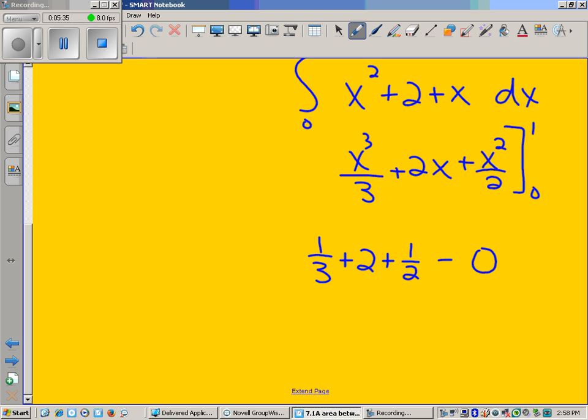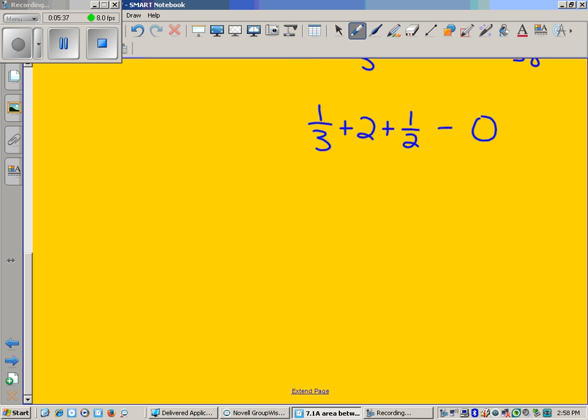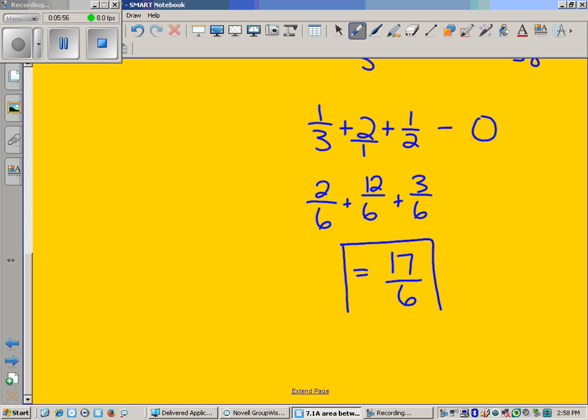You okay with that? All right, getting a common denominator with all my different fractions, I have 2/6, 12/6, and 3/6. So adding them all together, the area in between those curves from 0 to 1 is 17 over 6. Okay, let's do a harder one.